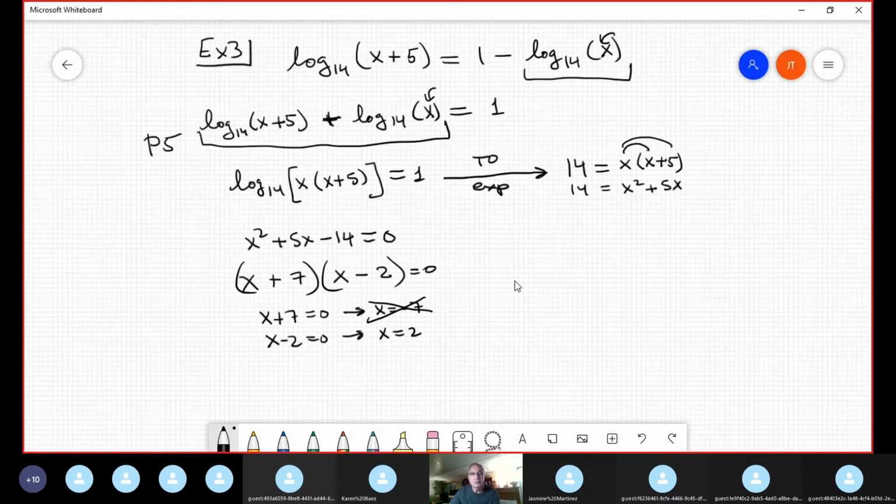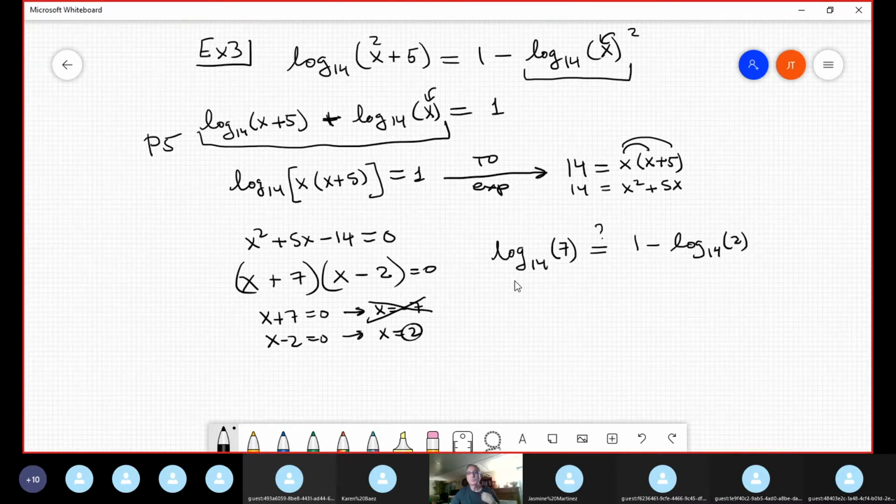And let me try to prove true. 2, sorry. Logarithm base 14 of 2, plus logarithm base 14 of 7, because 2 plus 5 is 7. I substitute 2 here, replace 2 here, and 2 here. They should be equal; I need to prove this. 1 minus logarithm of base 14 of 2. Well, we are doing a similar idea: I move this logarithm to the other side, plus now, equal 1.